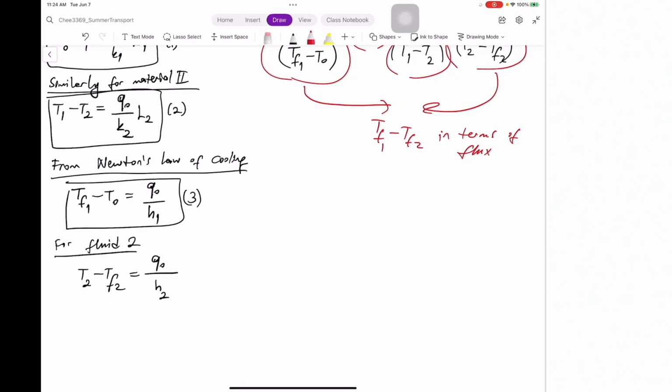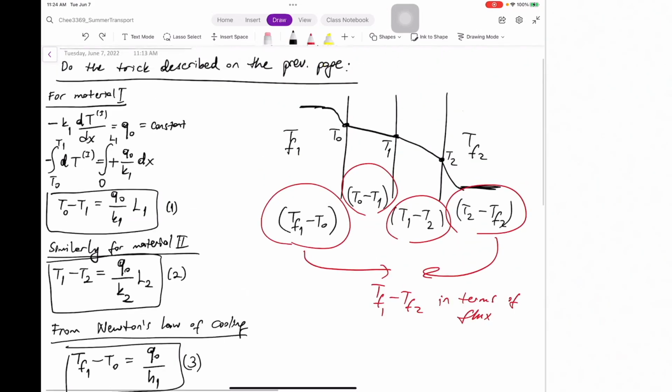The reason why we have the same Q0 again is that the Q0 is the same throughout your system. Whatever heat is flowing in this region, you have the same heat flux here. Heat flux is the same because whatever comes in should come out. Also this has a constant area, so the area is not changing throughout the system. It's a slab geometry, that's why.